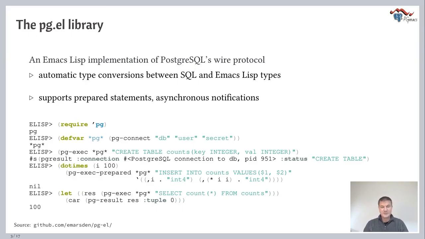You connect to the database by specifying the database name, your username, your password, potentially the host name that you're connecting to. Once you're connected, you can then execute SQL statements, for example, to create a new table, to insert values into that table, and to count the number of rows in a table. And pg.el does automatic type conversion to and from Emacs Lisp types and Postgres types for you.